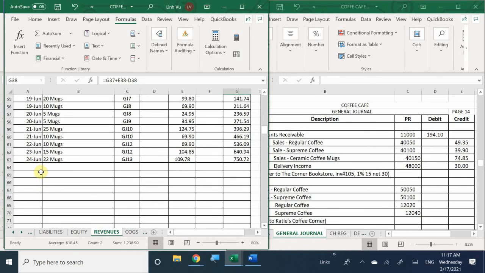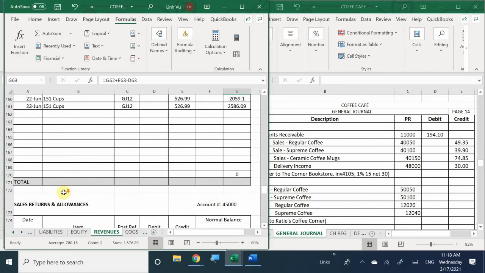And lastly, I sold some coffee mugs. How many did I sell? 15. We sold 15. At what price? 74.85. All right. So that makes my account balance what? 825.57. Good.